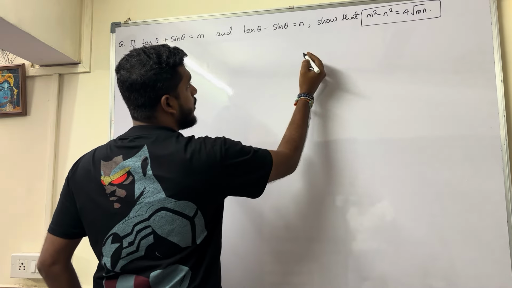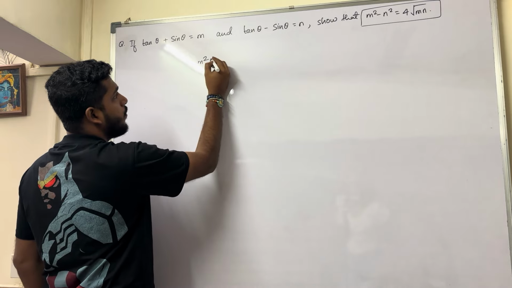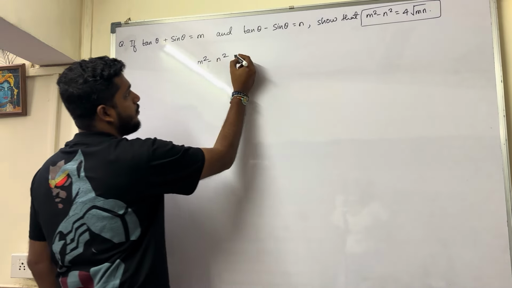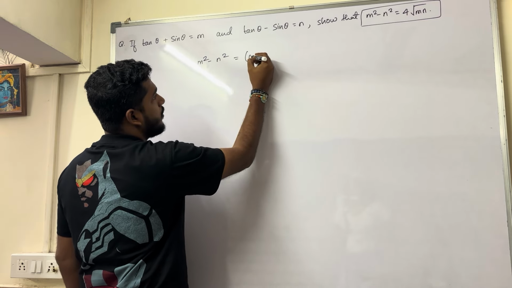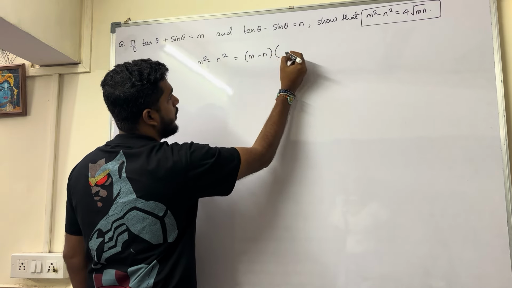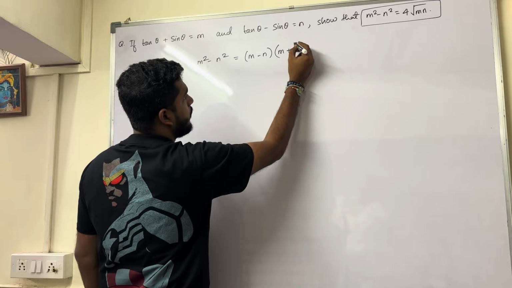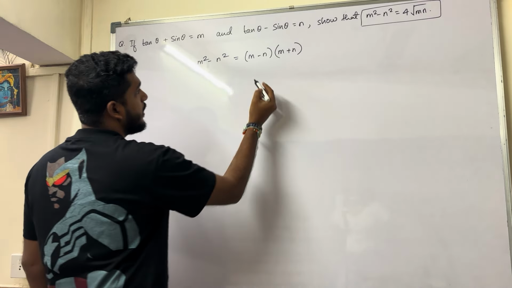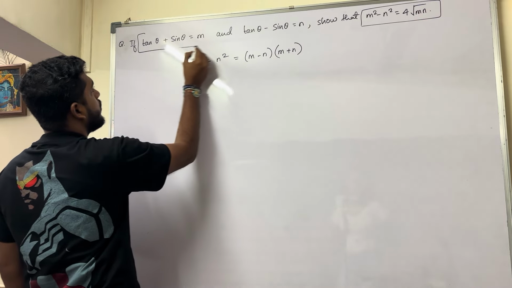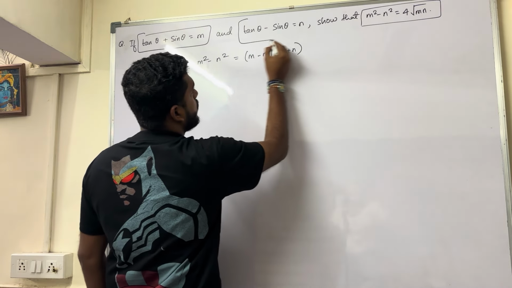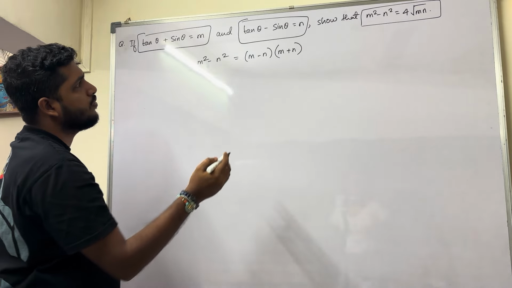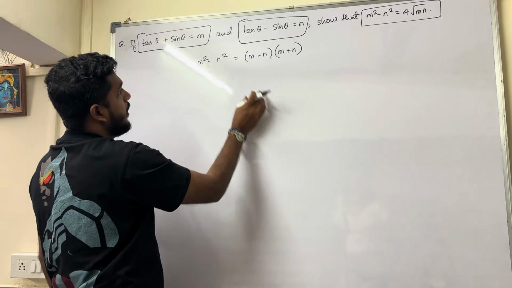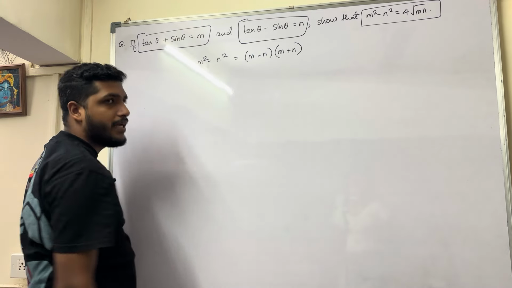So you can see there is m square minus n square given in the proof, which indicates a formula called m minus n into m plus n, which is a basic algebraic formula. So the first thing which indicates to us is that we have one equation this and the second equation this. So if I add these two equations, I can find m plus n, and if I subtract these two equations, I can find m minus n.